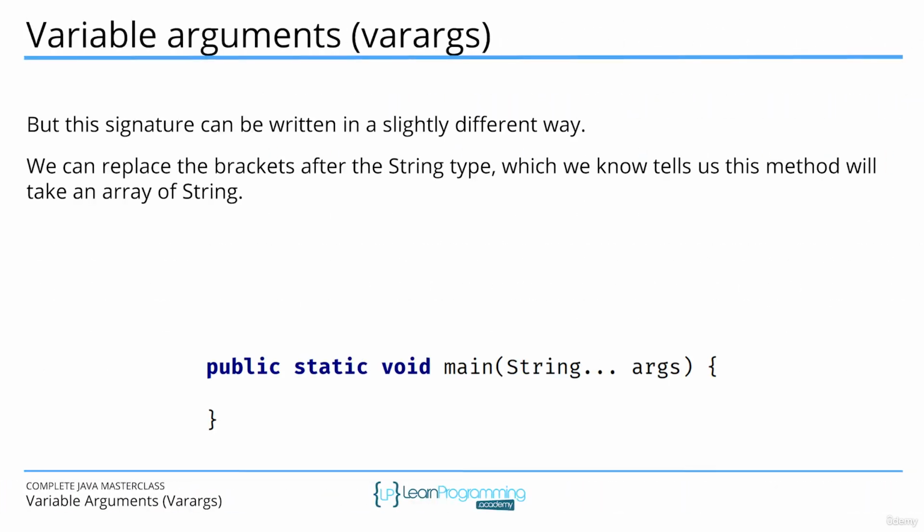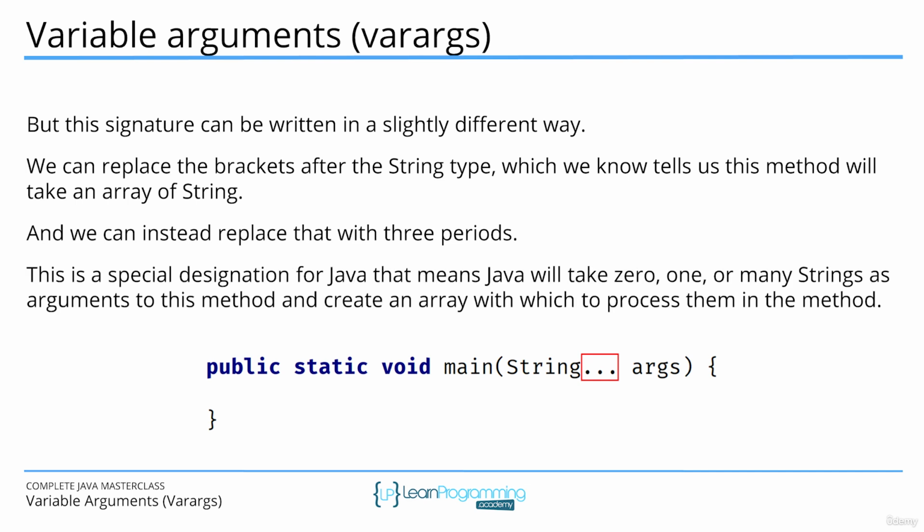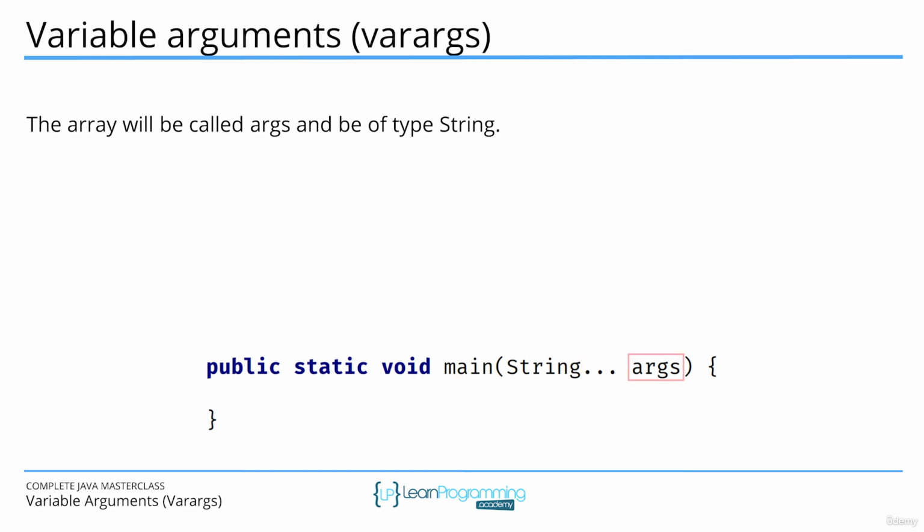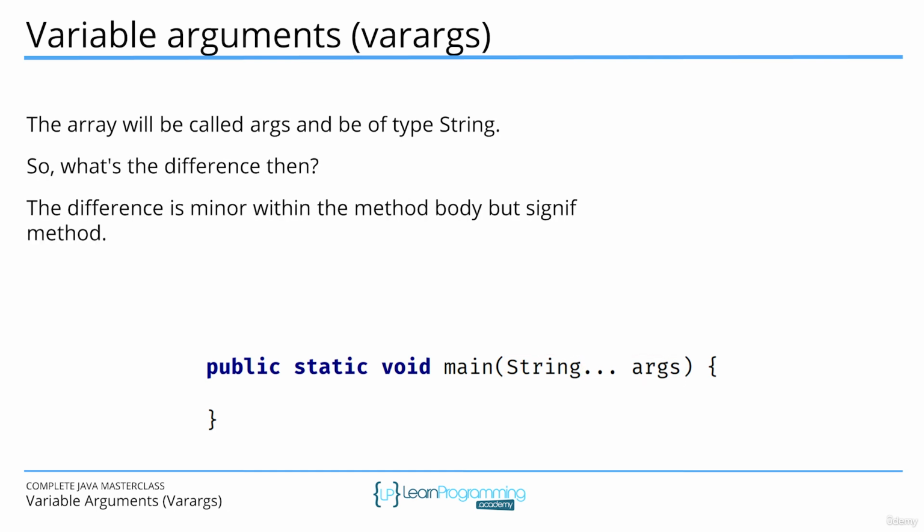We can replace the brackets after the string type, which we know tells us this method will take an array of string, and we can instead replace that with 3 periods. This is a special designation for Java. That means Java will take 0, 1, or many strings as arguments to this method and create an array with which to process them in the method. The array will be called args and be of type string. So what's the difference then? The difference is minor within the method body, but significant to the code that calls the method. Let's review this in code.